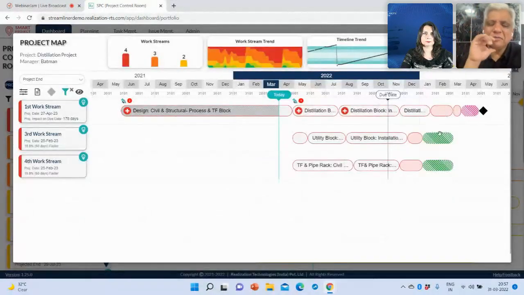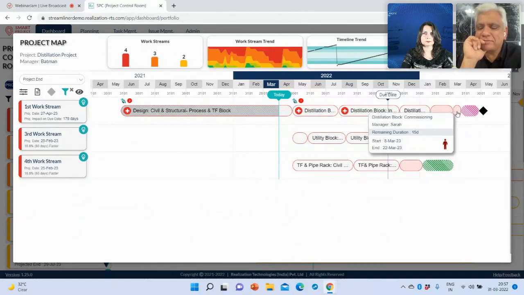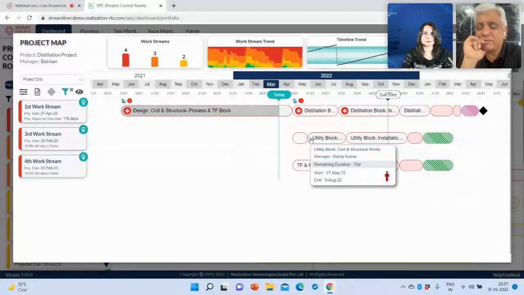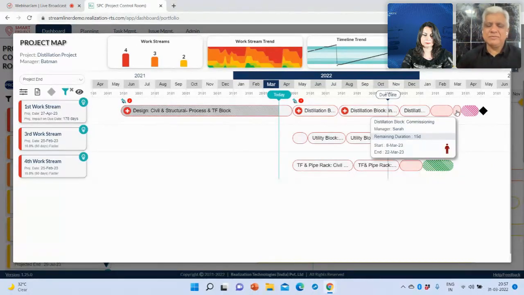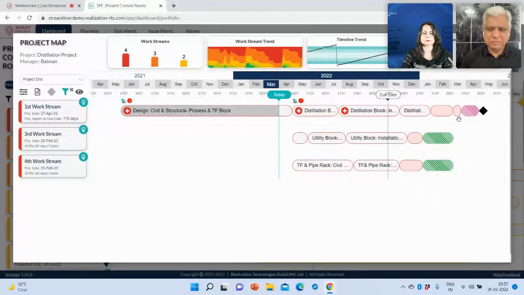So what it is showing is that there are basically three work packages. This is the main work package. This gets commissioned here, and then the entire plant is commissioned. And there are two other work packages which need to get commissioned before the entire plant commissioning can happen. You can see that this is one major integration point for the entire plant. All three have to be ready in order for the final plant commissioning to happen.